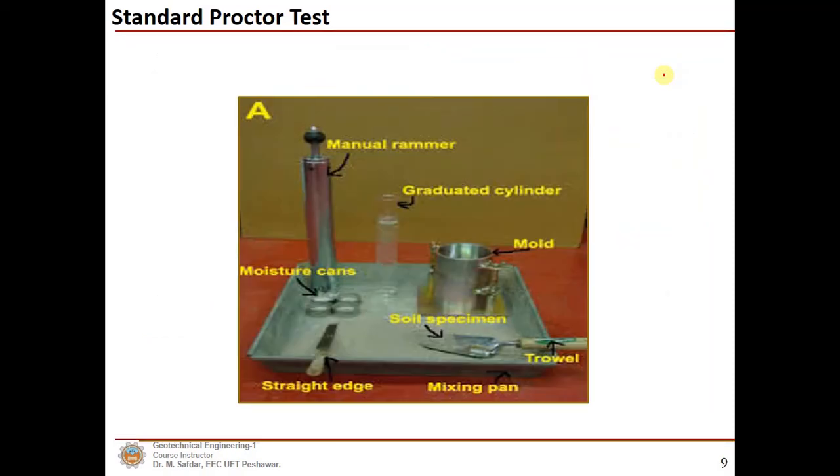If you want to see the manual rammer here, graduated cylinder, mold, trowel used to mix the water content and the soil. Mixing pan is there, and a straight edge to level off the excess soil which is compacted in this particular mold.